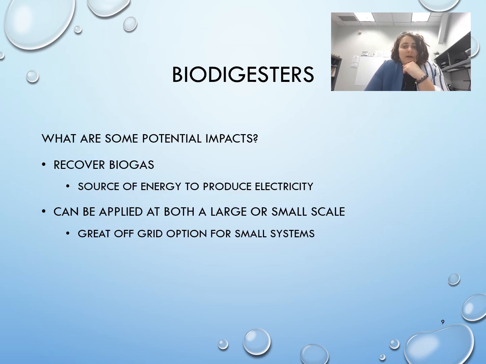And some key potential impacts are that we've talked about biogas as a product of these systems, and that's something that's actually very usable. So it's a source of energy to produce electricity. We can use it for thermal heating. And the other thing about this technology that I think is very interesting is that it can be applied at both a large and a small scale. So you can use this in a full-scale water treatment plant, or wastewater treatment plant. But it's actually a really great technology for small systems that might be off the grid. So people that don't have a lot of consistent power to their system. It's really great because they're actually producing electricity many times as a result of using this technology.